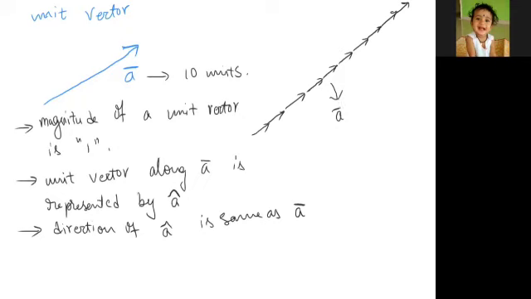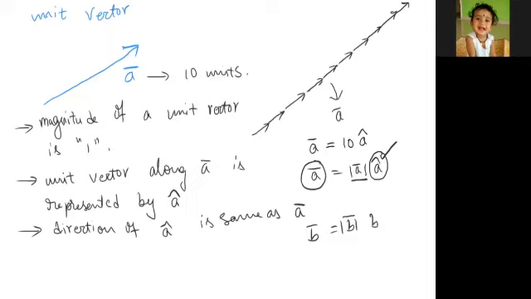So how do you write this? A bar can be written as 10 times a cap. Or you can also write a bar as mod of a times a cap. Means a cap is a unit vector which has same direction as a bar. So therefore, direction is taken care by this a cap and the magnitude is taken by mod a. So always a vector can be written like this. Or you can say b bar can be written as mod b times b cap.